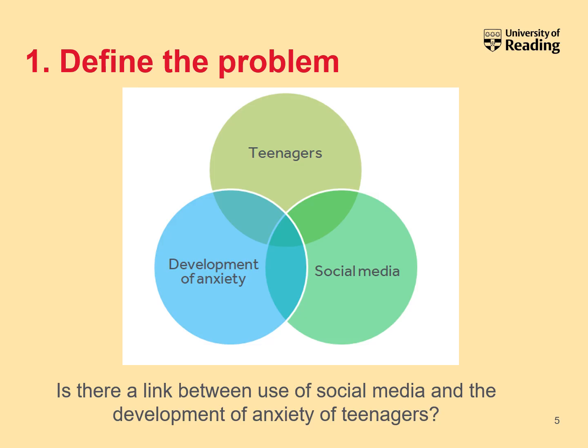In this example, the student's interested in 3 different overlapping research areas: teenagers and their experiences, social media, and the development of anxiety. Mapping out these areas has helped the student to identify their research problem, which here is taken the form of a question. Is there a link between use of social media and the development of anxiety in teenagers?